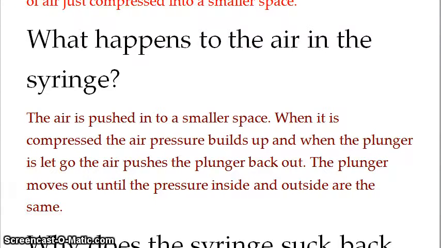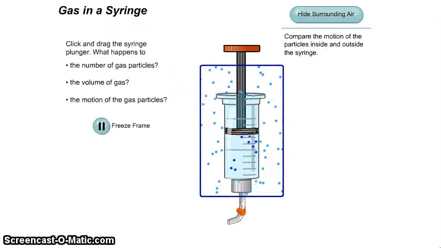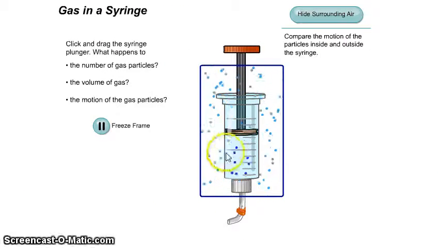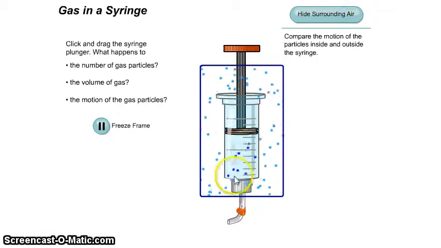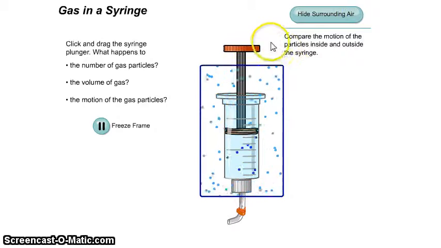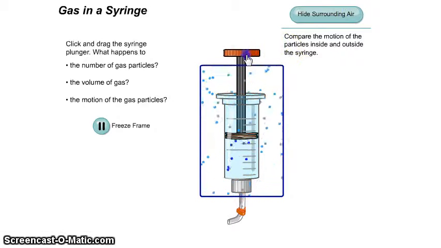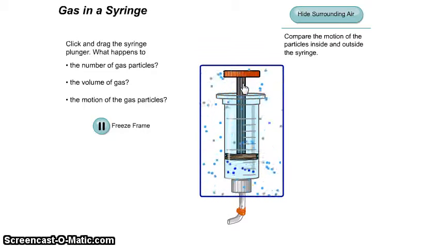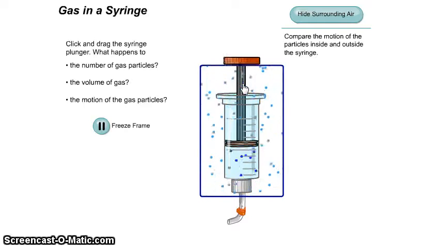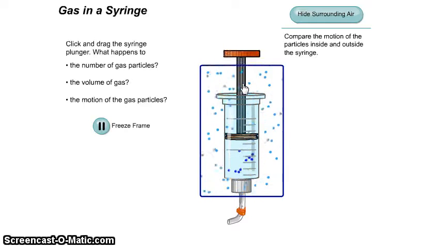The plunger, when it's let go, pushes back out, and does that until the pressure inside and outside are the same. If we take a look at the diagram here, we can see the air molecules moving around inside, and we can see the light blue air molecules outside. When we compress the air molecules inside, they're staying inside the syringe, they're still trapped in there. When we let go of that, because there's higher pressure inside, it's going to push back on the air outside.